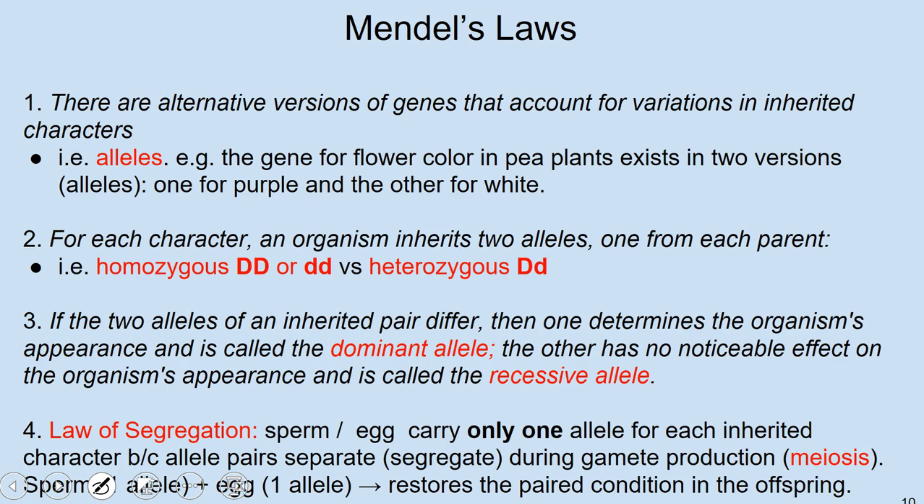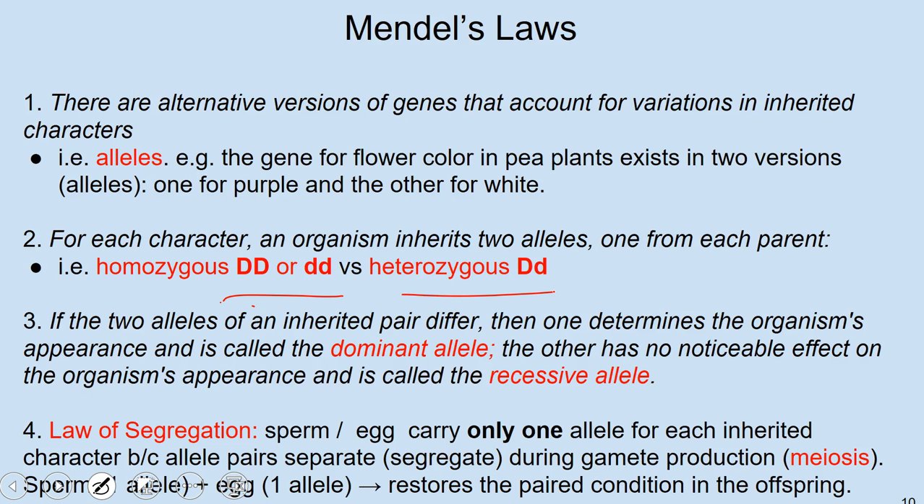For each character an organism inherits, there are two alleles, one from each parent. So this is where we can have our homozygous or heterozygous combinations of alleles. If the two alleles of an inherited pair differ, then one determines the organism's appearance, and it is called the dominant allele, given the capital letter, and the other has no observable effect on the organism's appearance, so it doesn't change the phenotype and is known as the recessive allele.